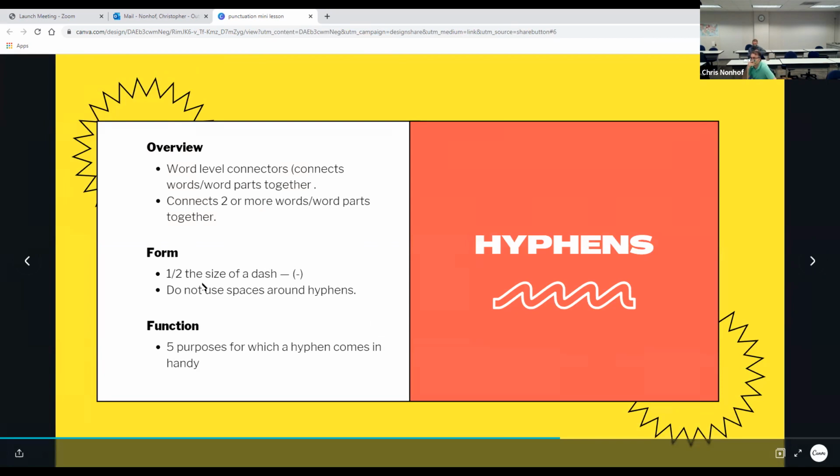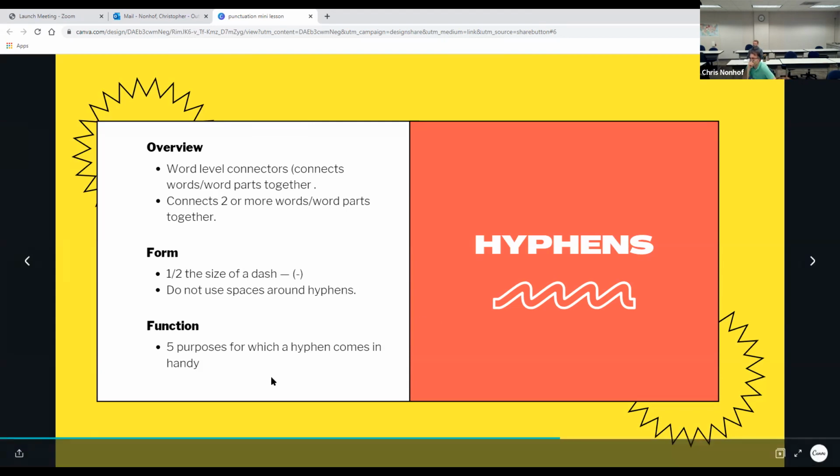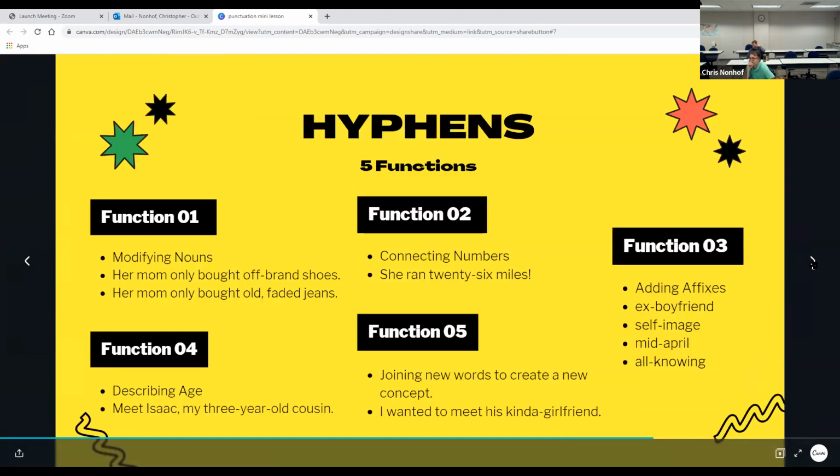So what they look like: a hyphen is half the size of a dash. There's actually a hyphen button on your computer. And you do not want to use spaces around the hyphen, so they'll touch each word part. You don't want to use space. There's actually 5 purposes where we use hyphens, so we'll look at them.